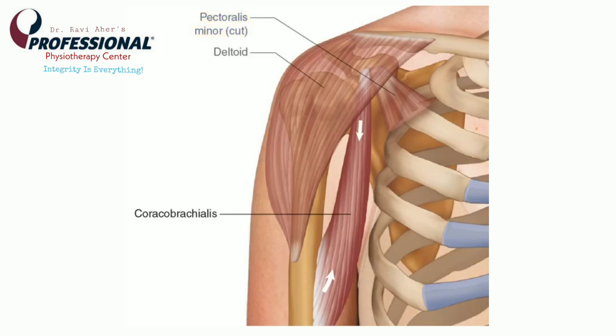The coracobrachialis attaches proximally onto the apex of the coracoid process of the scapula. From there, it runs down distally to attach into the middle 1/3 of the medial shaft of the humerus.